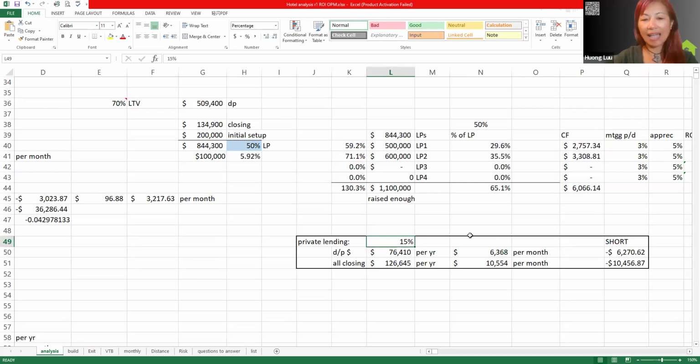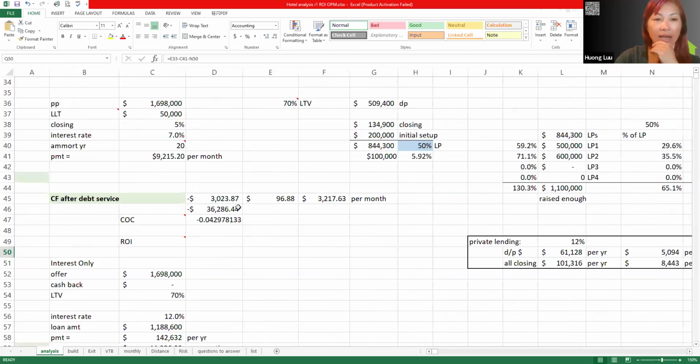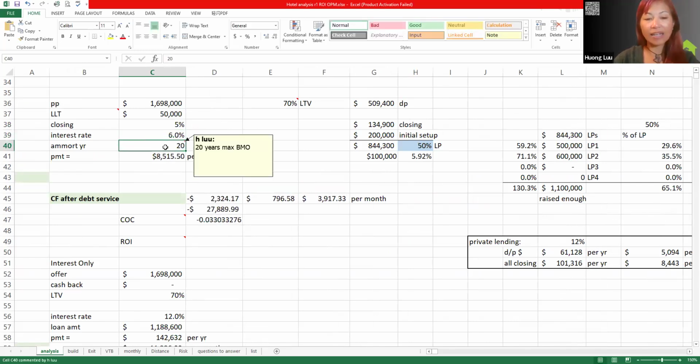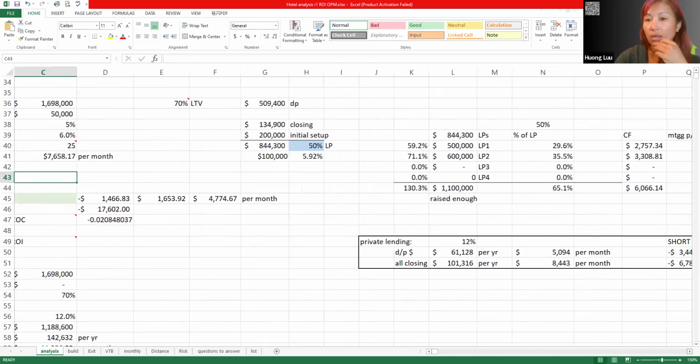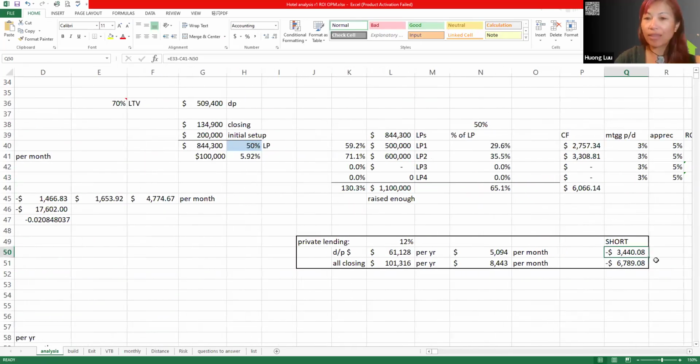Let's just say I can get it for 12%. Okay, well, now I'm down to $5,000. So let's just say now the closing cost is 5. So if I can get this interest rate down to 6%, and if I can increase it to 25 years, okay, so now my shortfall is 3,400.